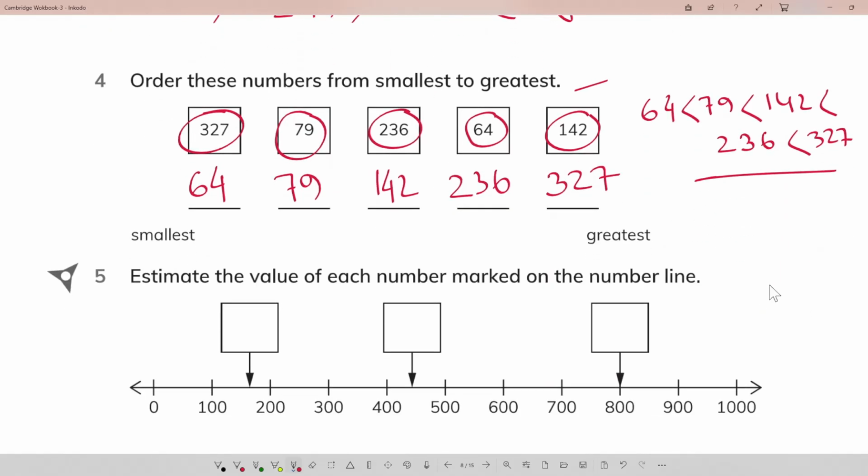Okay, now estimate the value of each number marked on the number line. Estimate.